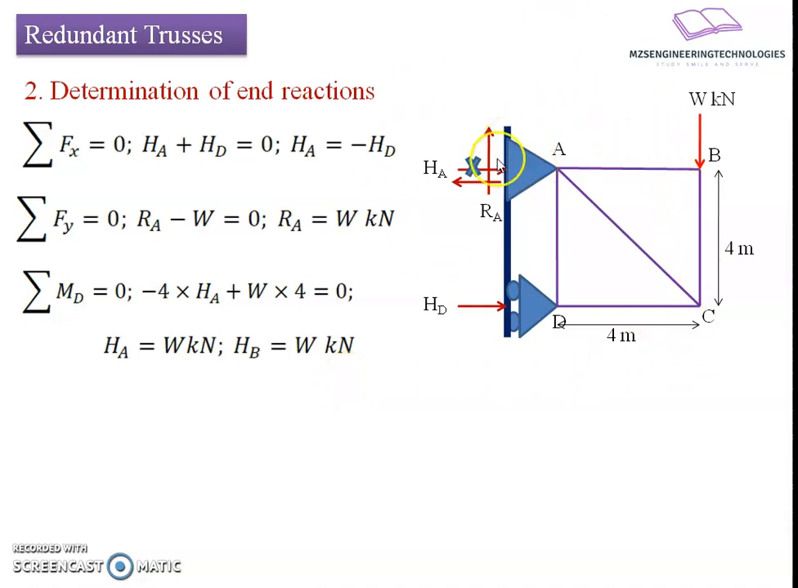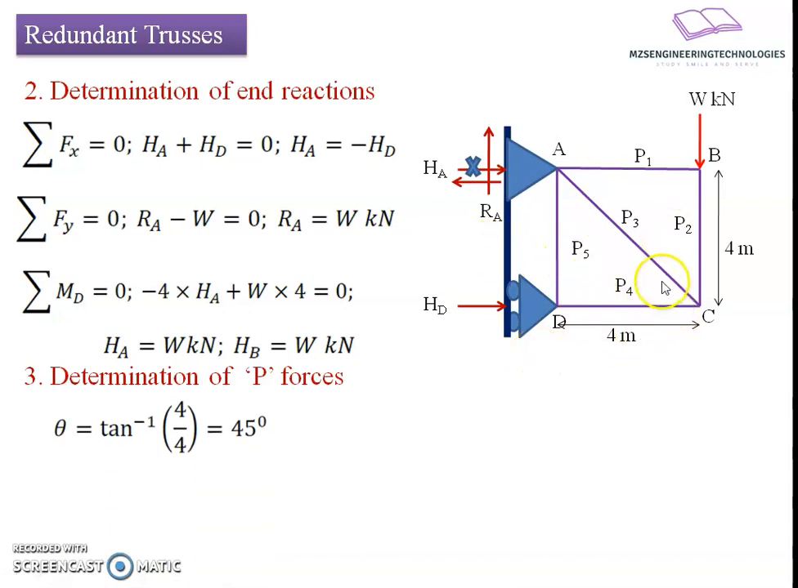Once we have the unknown reactive forces, we will move on to the P force analysis. These are the forces carried by the members in the statically determinate case. Let us say P1, P2, P3, P4, P5 are the forces in the respective members. Now I will find the inclination of the inclined member with reference to the horizontal, that is the angle within the inclined bracing. Taking geometric consideration, it is tan inverse of AD by CD, so it is 4 by 4, which comes to 45 degrees.